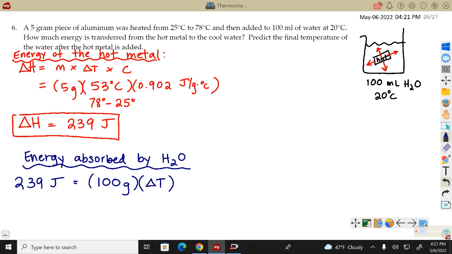I know the initial temperature is 20 degrees. I'm going to add this hot piece of metal. I'm going to assume that the water temperature will increase a little bit, but I'll leave that temperature change as my variable. And then the last thing I need is the specific heat of water.